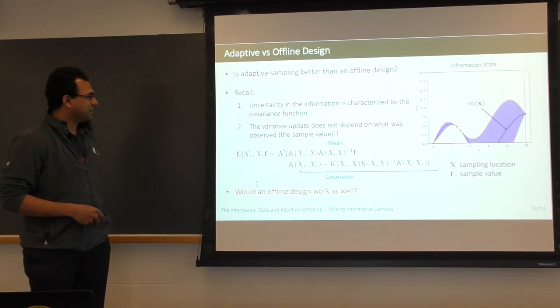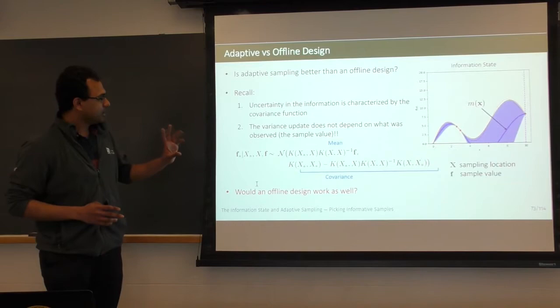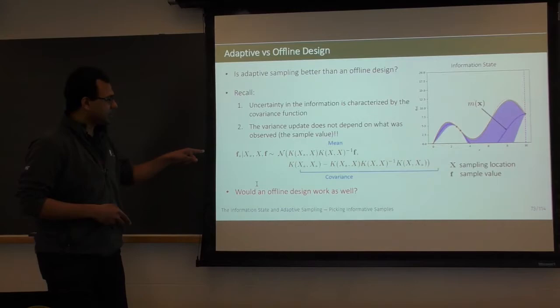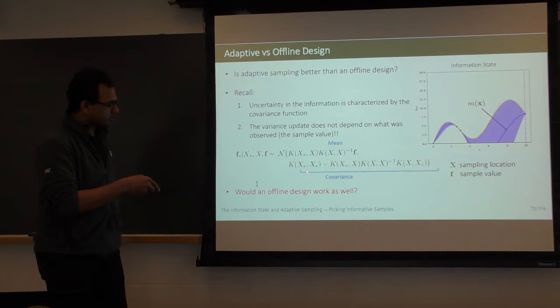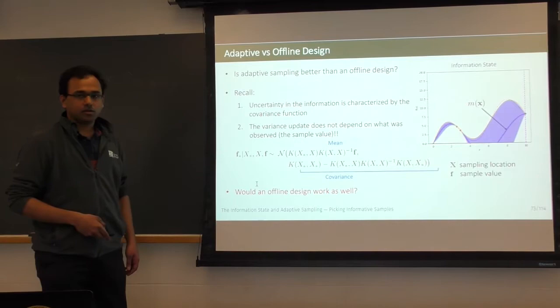I'll just help you recall two things about our specific model. One is the uncertainty in our state of the world is characterized by the covariance, that is the band here. And if I look at the variance update that we had, the update on the variance or the covariance didn't depend on the sample value, but only on where I sampled. So I could as well have determined where to sample so as to minimize my covariance appropriately. So why wouldn't an offline design work just as well as an adaptive design?